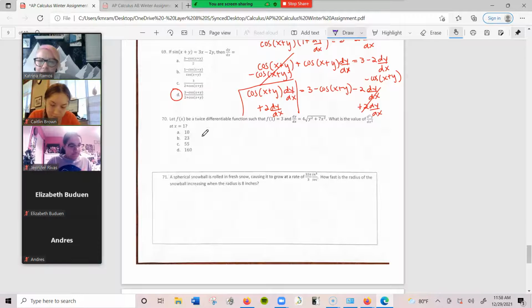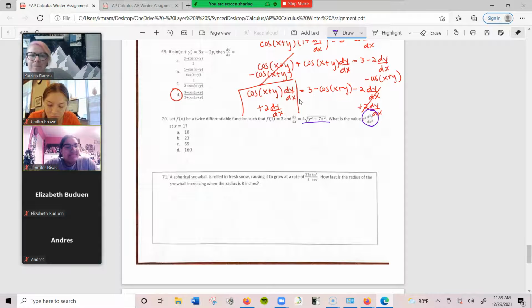All right. Let f of x be a twice differentiable function such that f of 1 is equal to 3 and dy dx is equal to that. What is the value of d squared y over dx squared at x is equal to 1? Okay. So remember that this notation means what? That's right. Good. That's the second derivative. They tell you that dy dx is this. So you already have the first derivative, so you're going to take the derivative of the derivative.